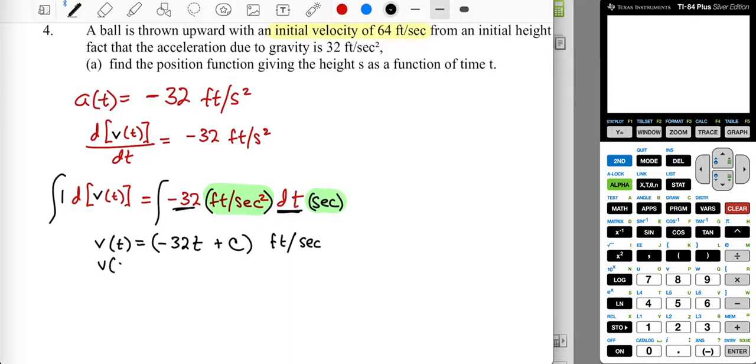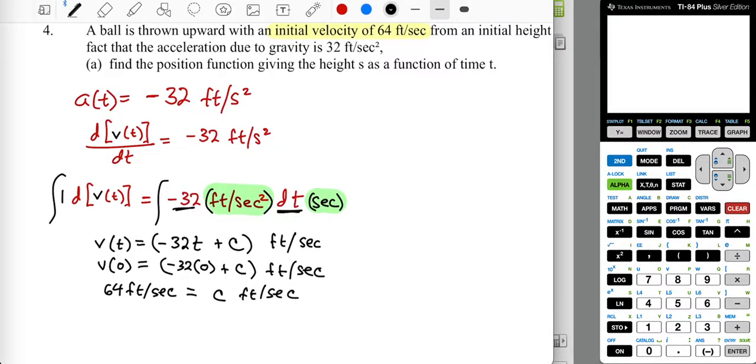So v of 0, negative 32 times 0 plus c feet per second, is equal to 64 feet per second. So we're going to have c feet per second equal to 64 feet per second, so therefore c is equal to 64. All right, so we have our starting value, which is great.